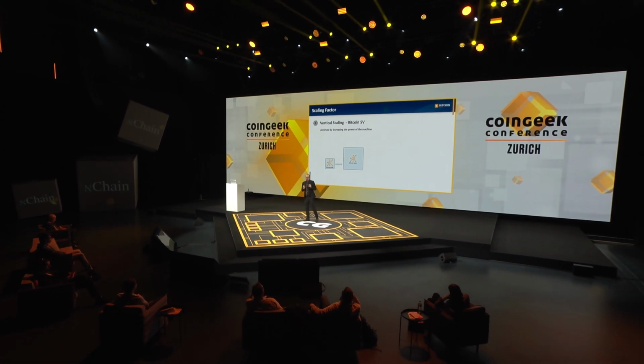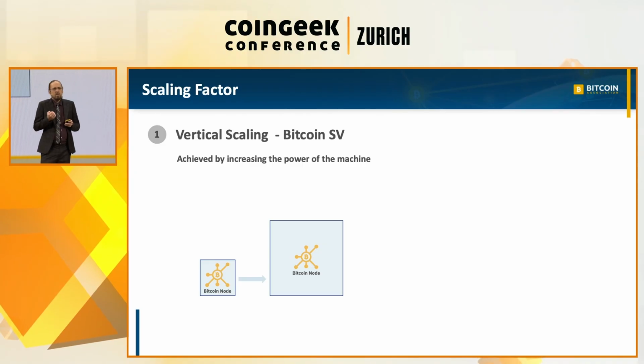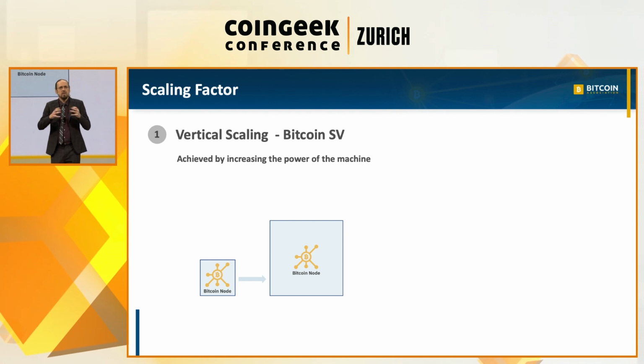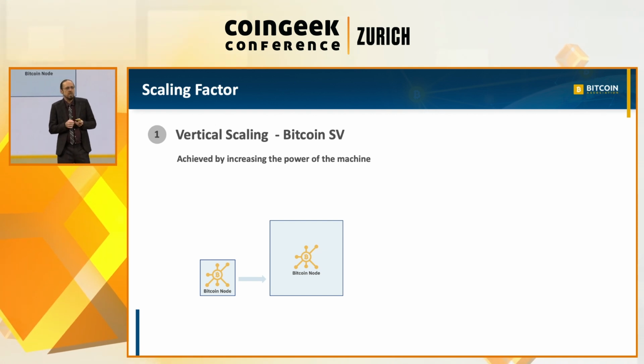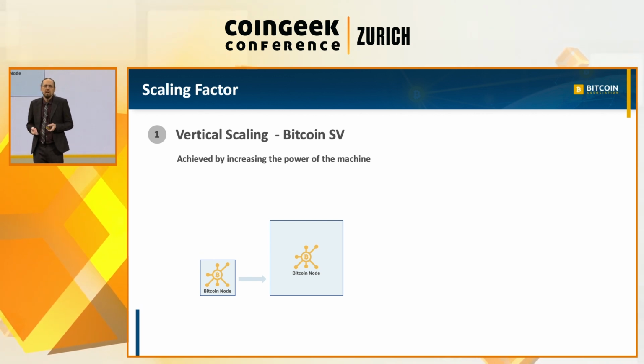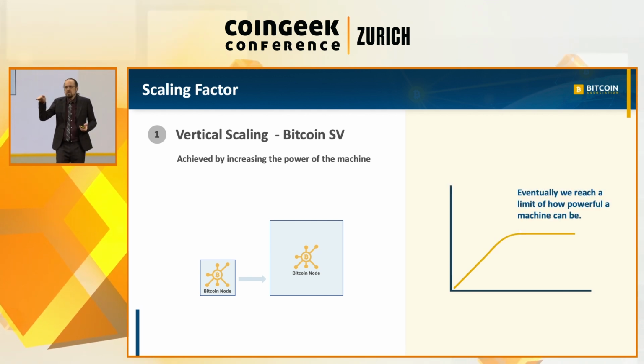But first, let's talk about scaling and the concept of a scaling factor. The way that the existing Bitcoin software is architected, it's monolithic. It's designed to only run on one single machine. That means the only way that you can increase the capacity is by increasing the size of the physical machine. But of course, there's a limit to that. So we can scale up, but there is still a ceiling.